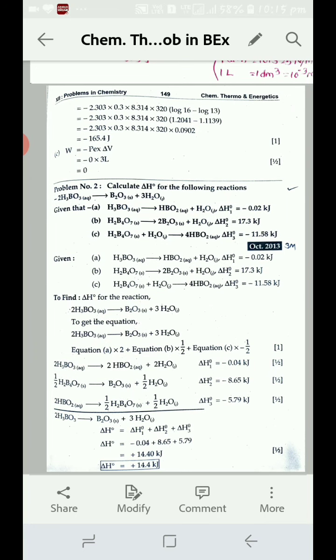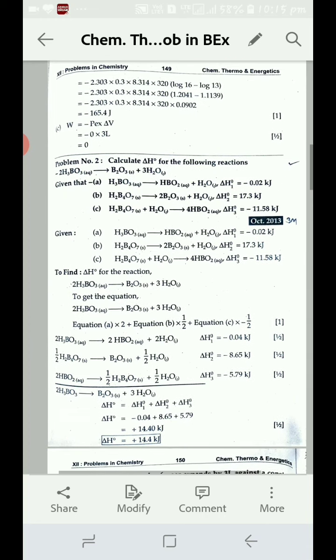So in this way the marking system will be there, and you write your answer in this stepwise manner. If you miss, or forget to write, or skip any step, you lose the marks for that step. Even though your answer is correct, you can't get the marks for that step. Okay, so try to solve the numerical in a stepwise manner.